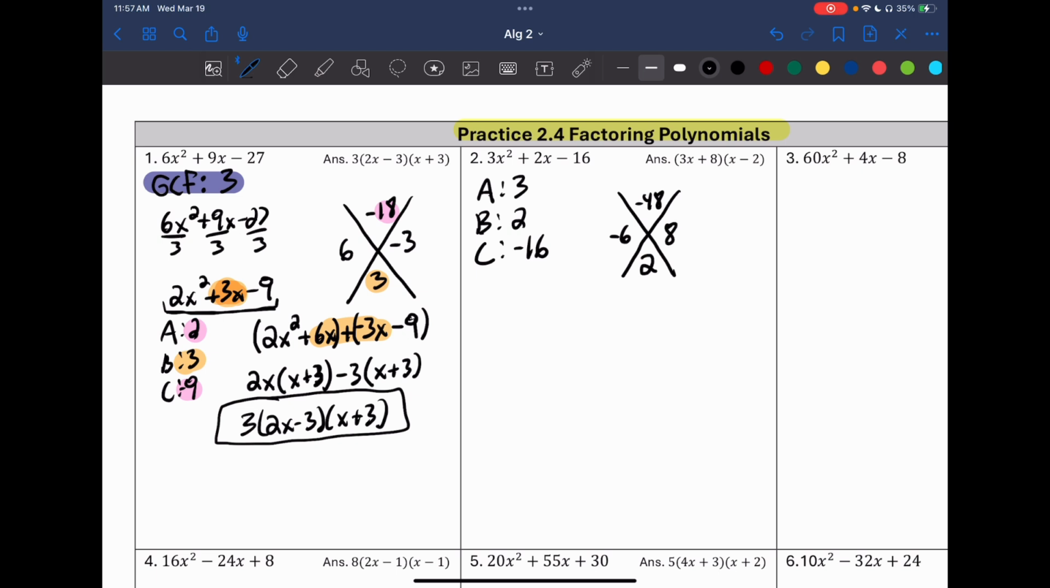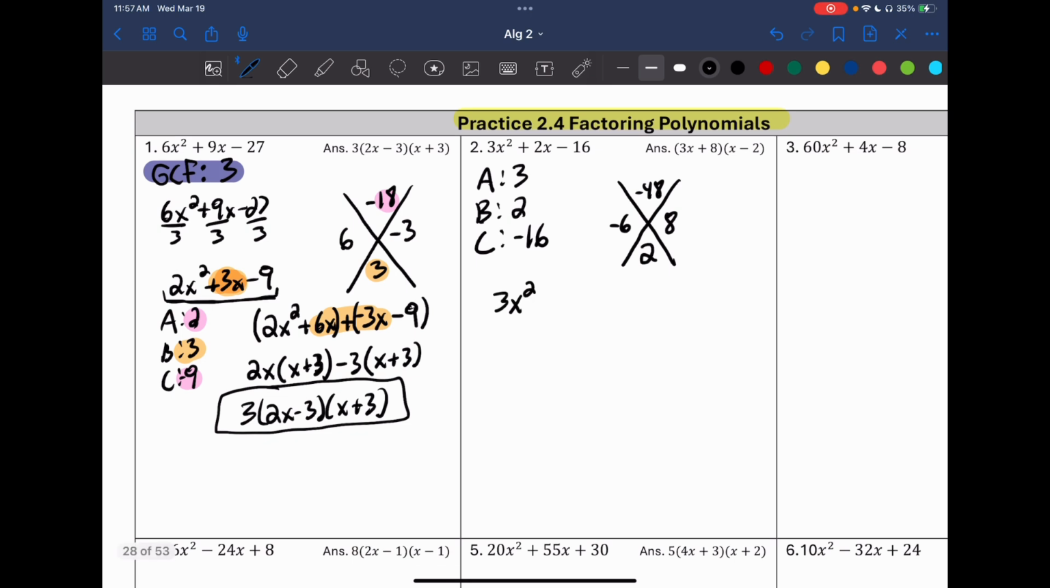And then we're going to write this, right? Rewrite the original expression, splitting up our b term into 3x squared minus 6x plus 8x minus 16. And so, just so that you can see, this 2x got split up into negative 6x plus 8x, right? Because those two combine back to get us 2x.